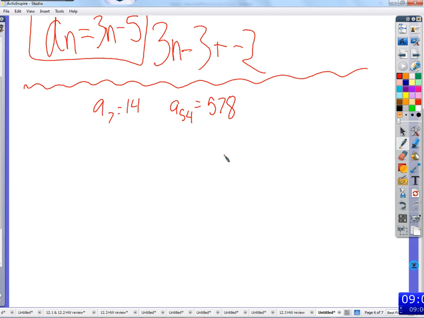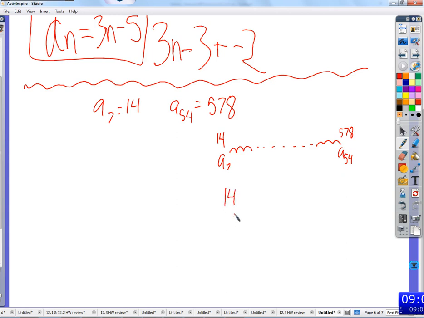Okay. So I'm at A sub 7, and I add, and I add, and I add, and I add, and I got to A sub 54. A sub 7 is 14. So A sub 54 is 578. So should I guess what this is? Guess 3 and try to add that, I don't know, 40 some times? I don't like that. No. So I shouldn't guess. No. There's a way at this. You don't really need to guess.